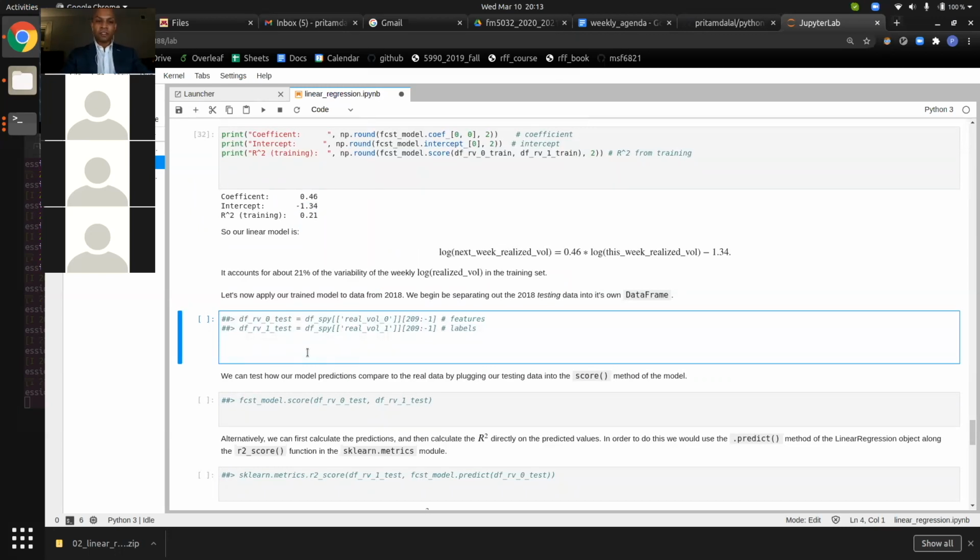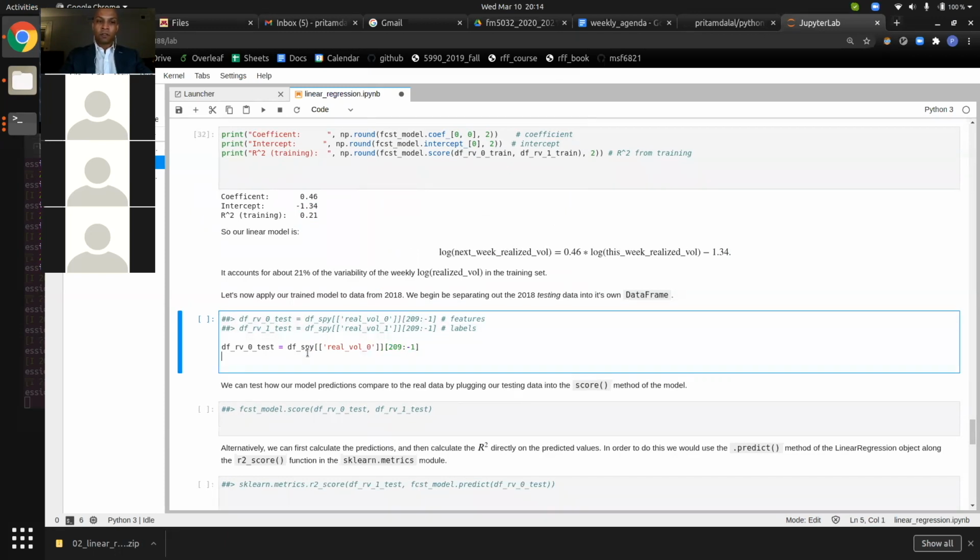So let's go ahead and separate out our testing data. So it's 2009 and beyond. So there are our features.